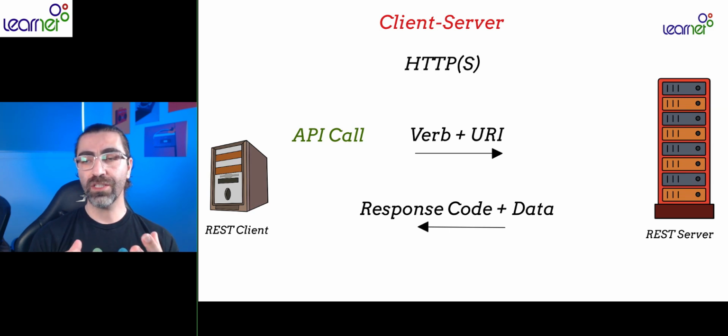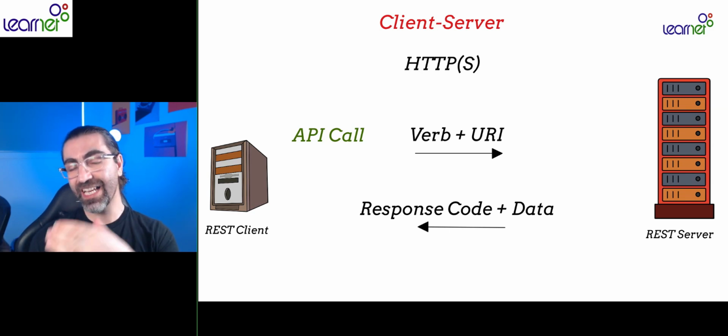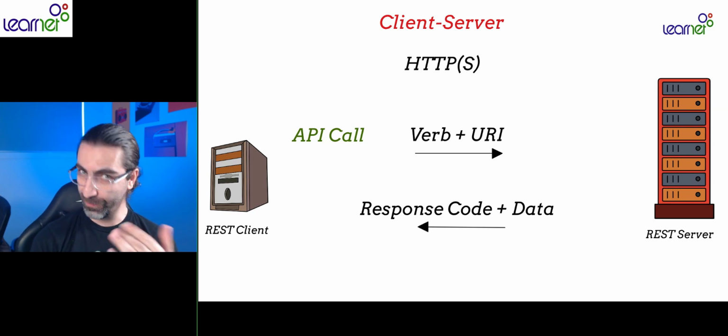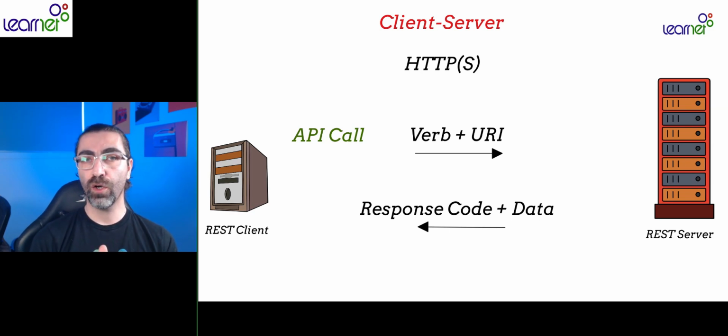And once the server receives that API call, it responds with a code that we will be talking about. And also, if there is any data in response to that API call, it will respond with the data as well. For example, you ask for switch information from a Cisco DNA Center, and that DNA Center server will send you the information of that switch.